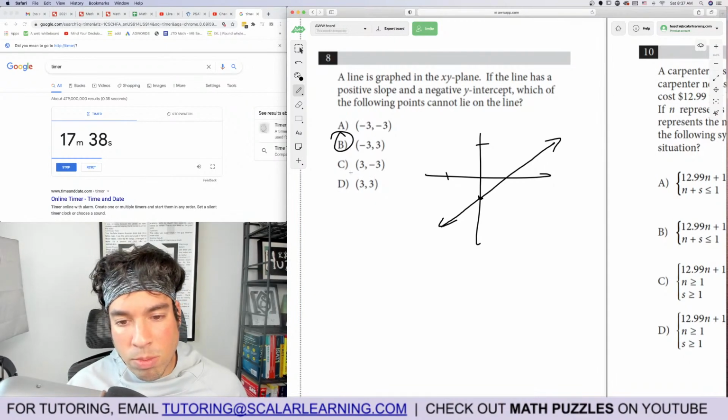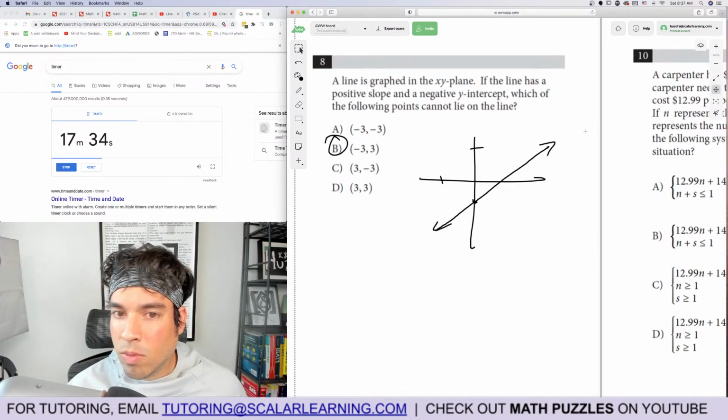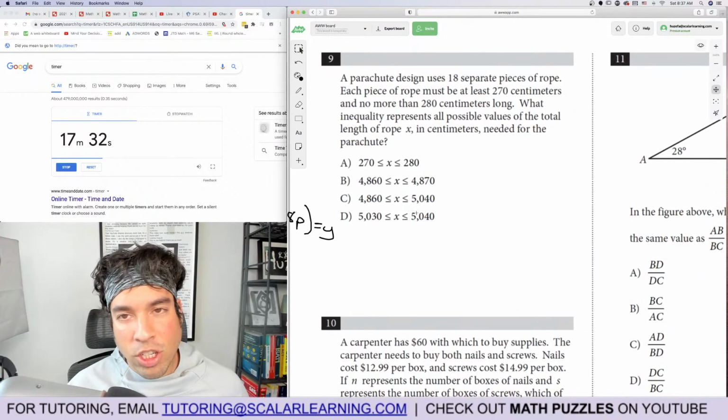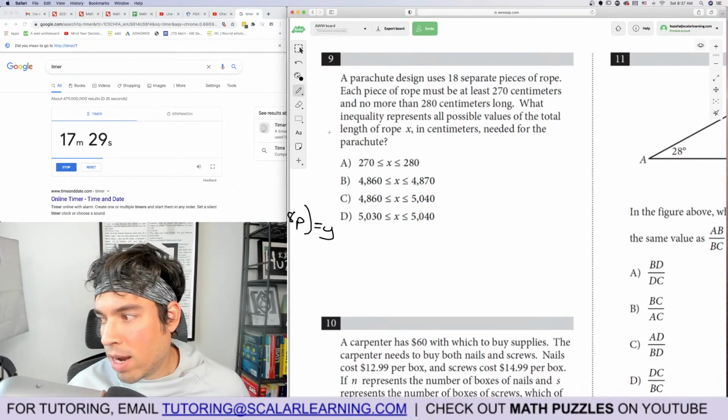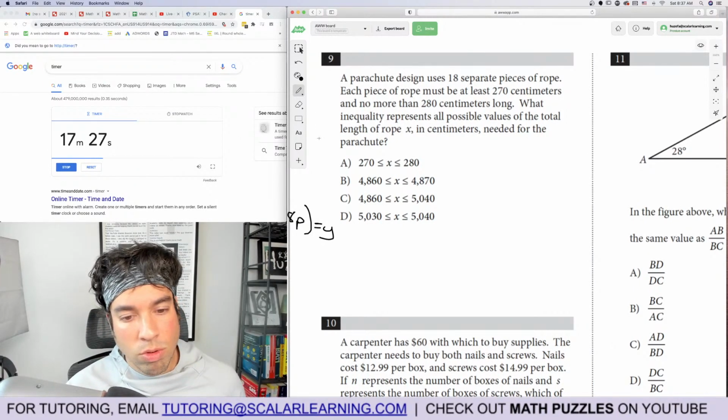This is 1st quadrant, could be. This is 4th quadrant, could be. This is 3rd quadrant. Sketch it out, right? Sketch it out if you're not sure. Otherwise, in the abstract, if you're just trying to think that one through, good luck.